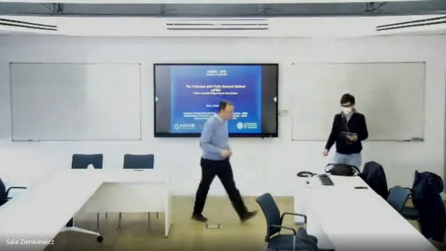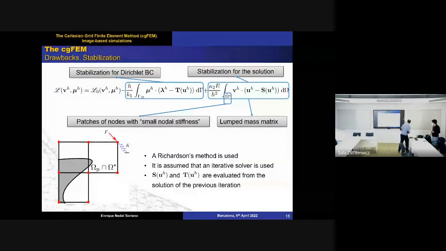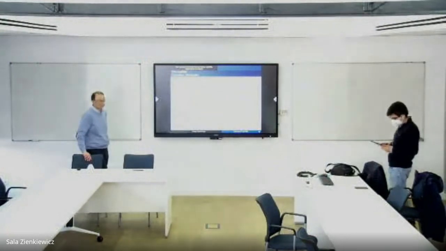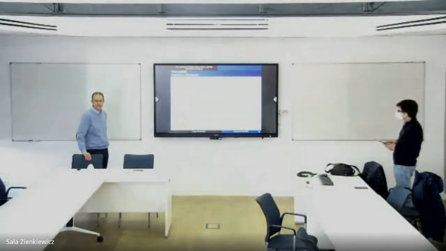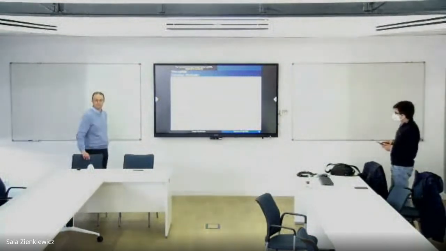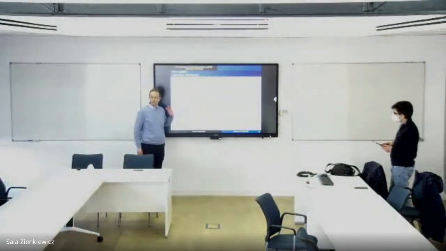Because you talked about the stabilization, the gray area in the image is where the solid is, and the white area is free. So why do you have a force applied in that? Don't you have the forces applied to the solid? No, this is not a force. This is a stabilization term.